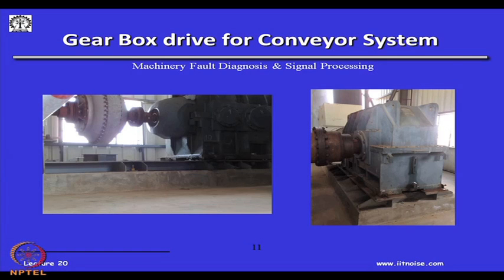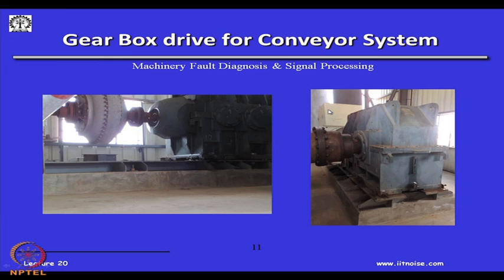And this is the typical arrangement where you will see the coupling here and this is the gearbox. Actually, this gearbox was used to convey raw materials on a conveyor system. Here, this is the motor and this is the gearbox. You will see a bevel gear arrangement where there is a 90 degree change in the power transmission direction, and this is driving a conveyor system.